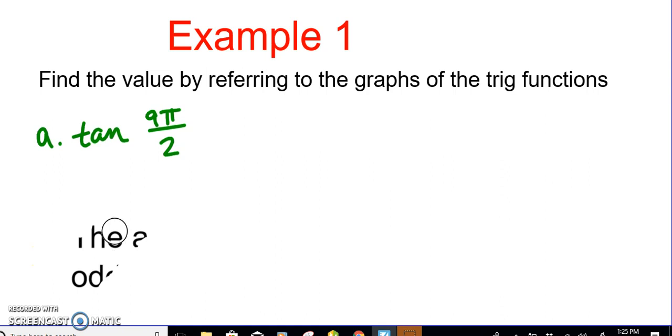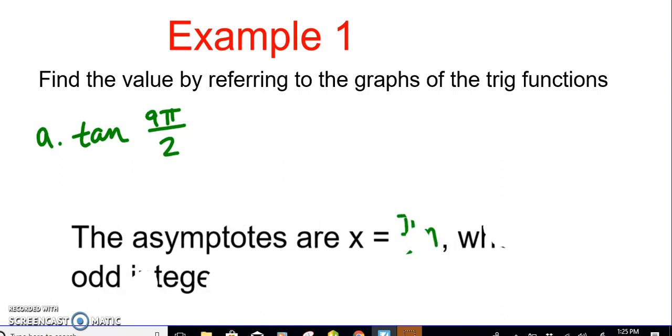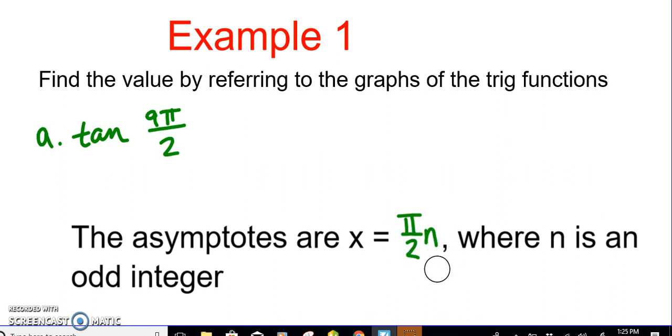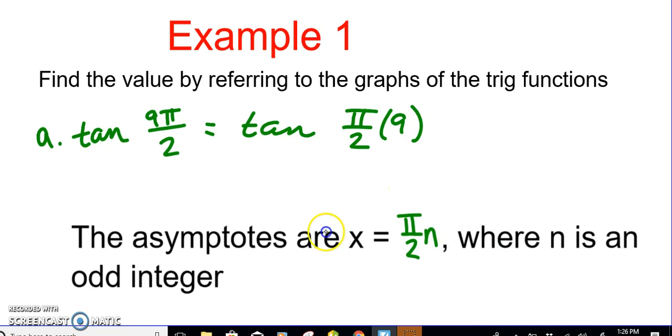From the properties of tangent, we said that if the asymptotes are at x equals pi over 2n, where n is an odd integer. So if we look at this, we can rewrite this as tangent pi over 2 times 9. And here 9 is n, and n is an odd integer, right? 9 is an odd integer. So if that happens, that means that our value should be undefined.